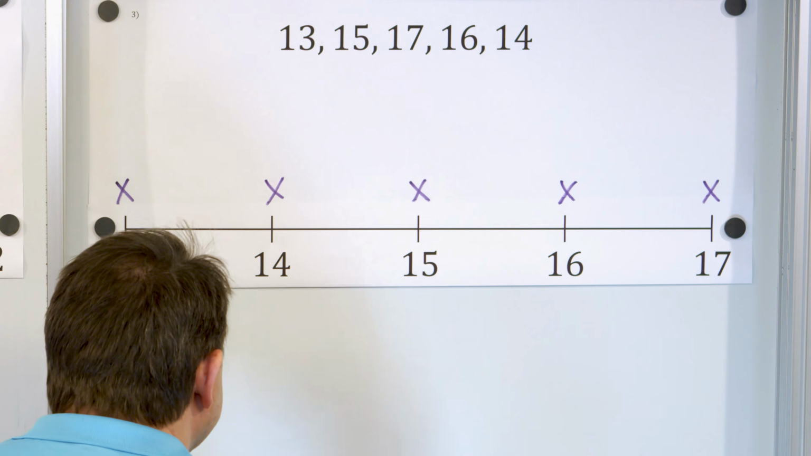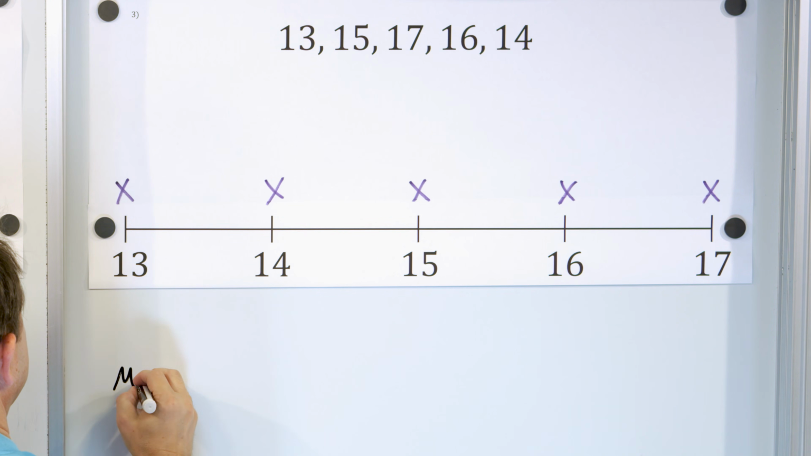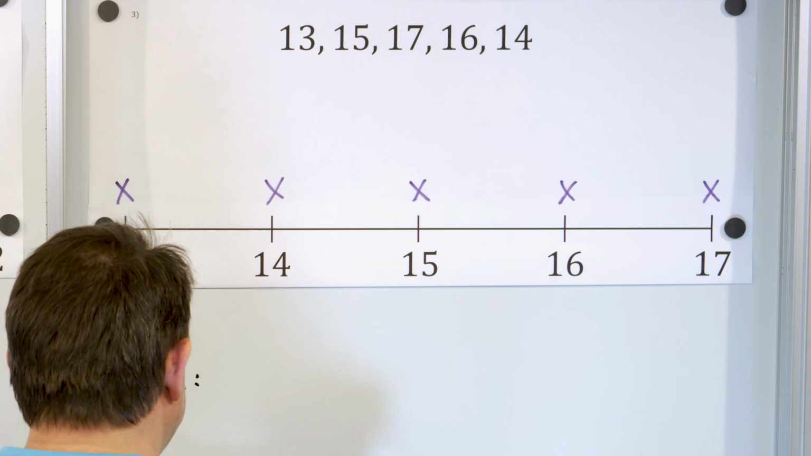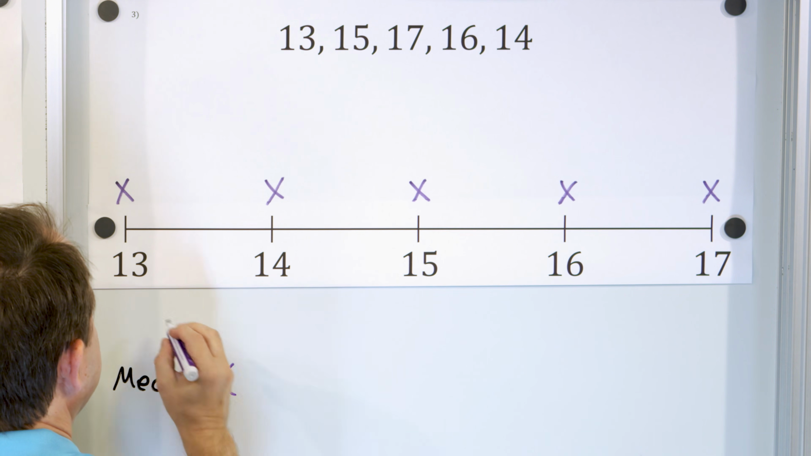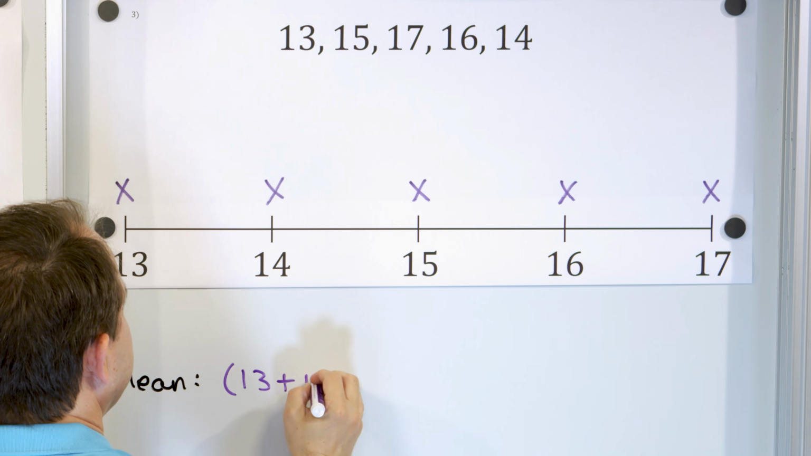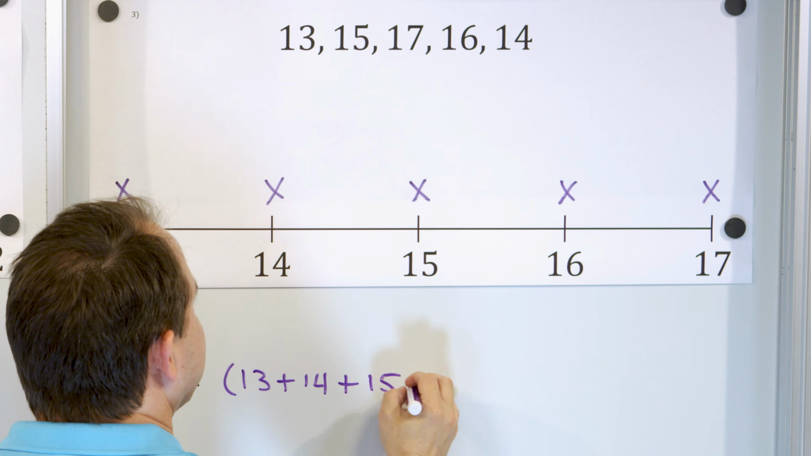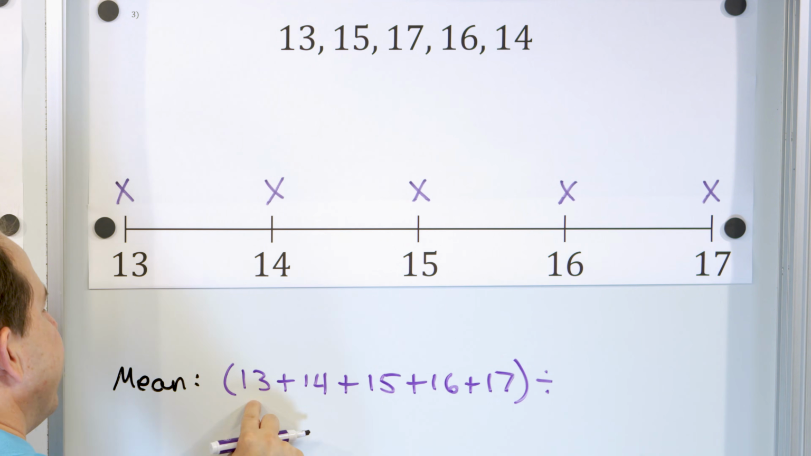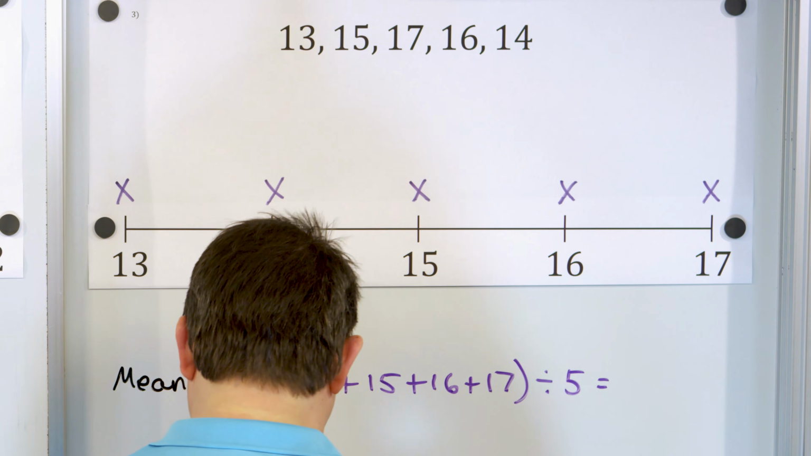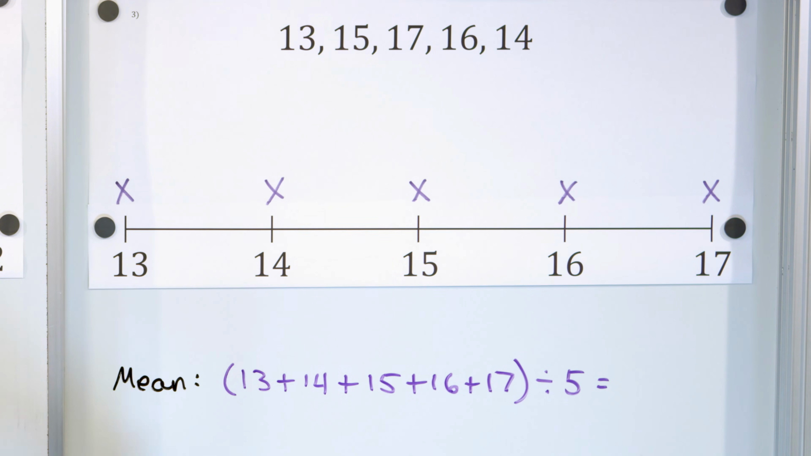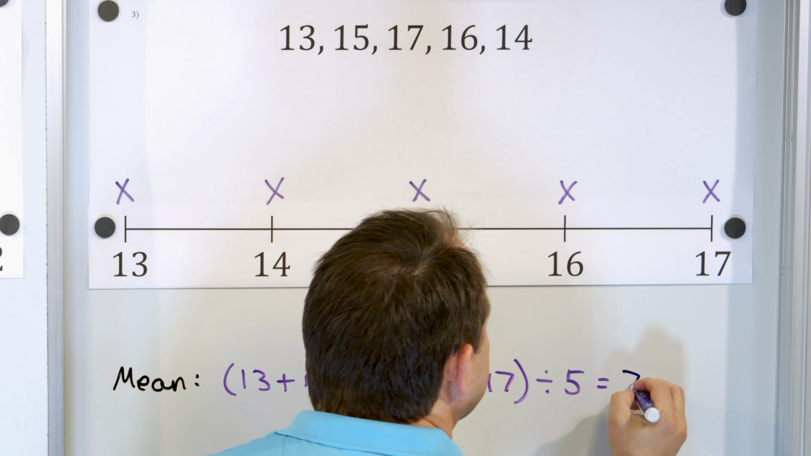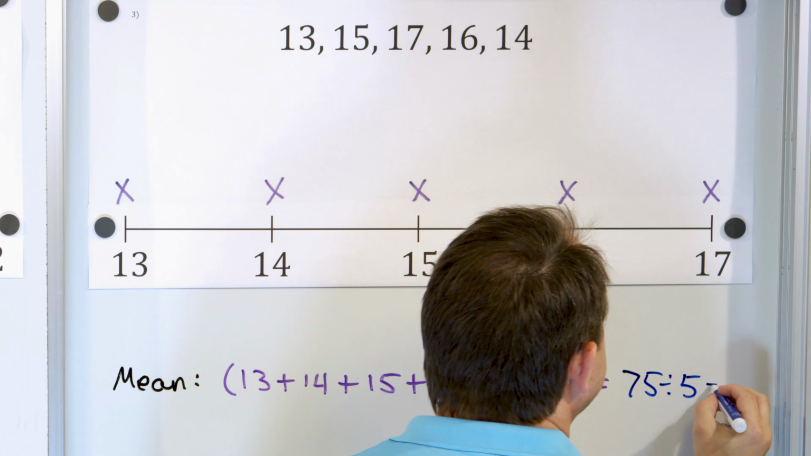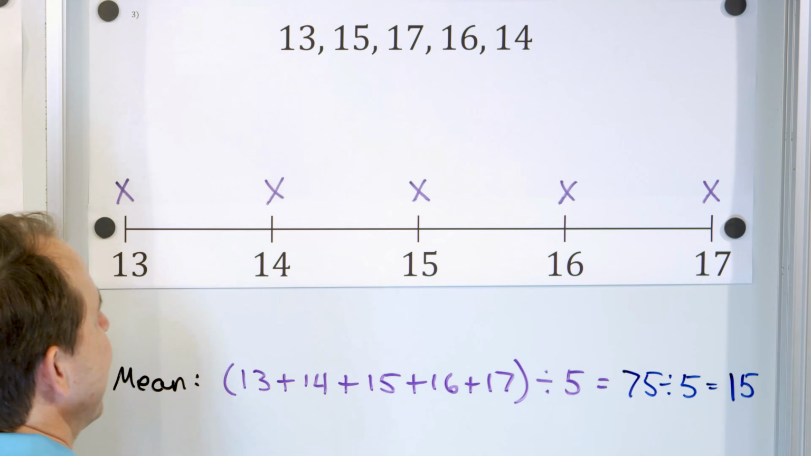So the first thing we're going to do is calculate the mean. So how do we do that? We add up all these numbers and divide, right? So if we have 13 plus 14 plus 15 plus 16 plus 17, we add them all up and then we divide by 1, 2, 3, 4, 5. We have to divide by 5. And when you add them all up, you're going to get 75 divided by 5, which is 15. Right? So the average, or the mean, is 15.